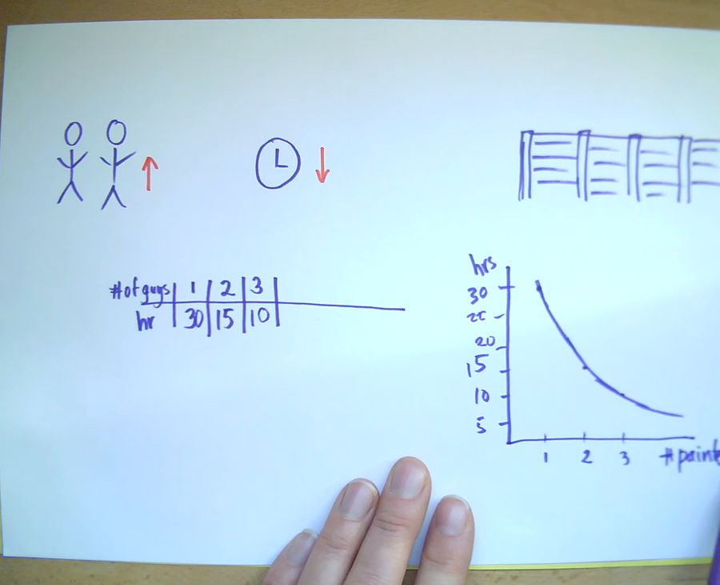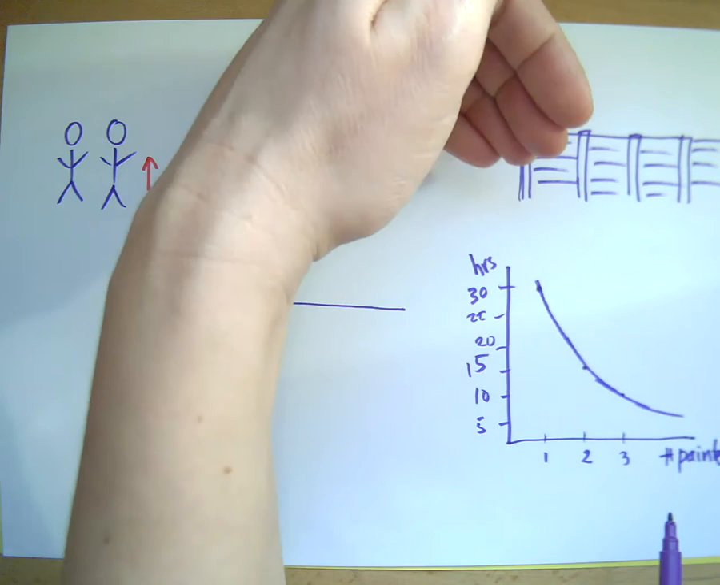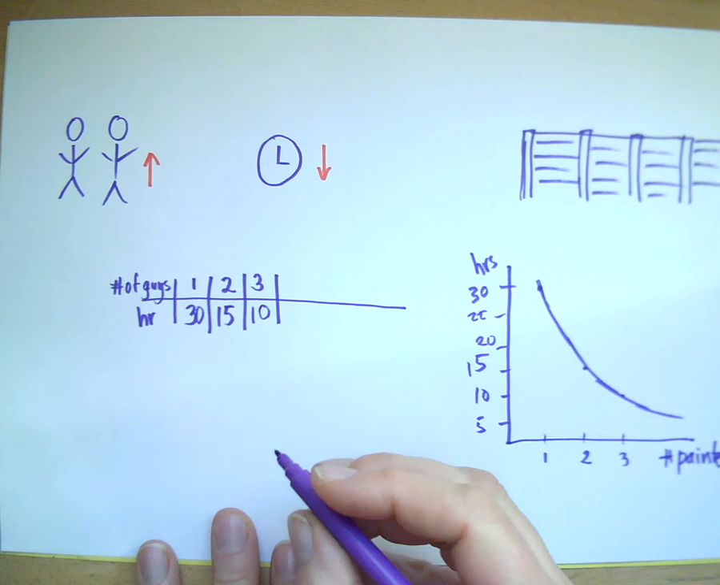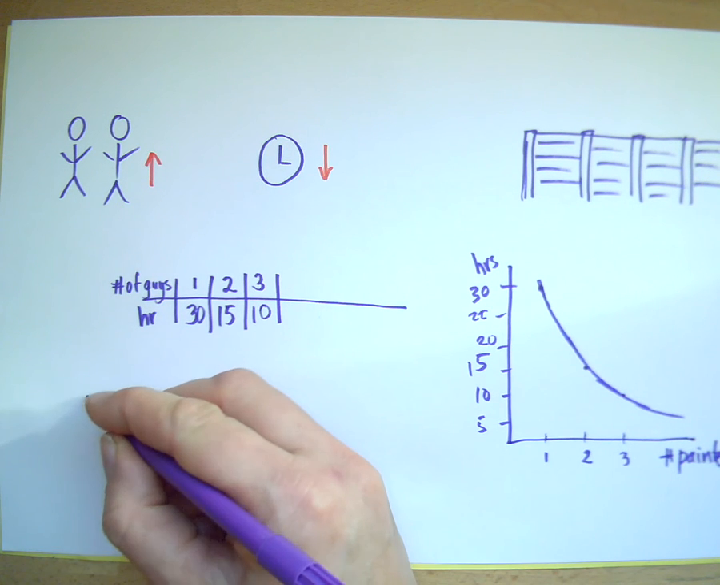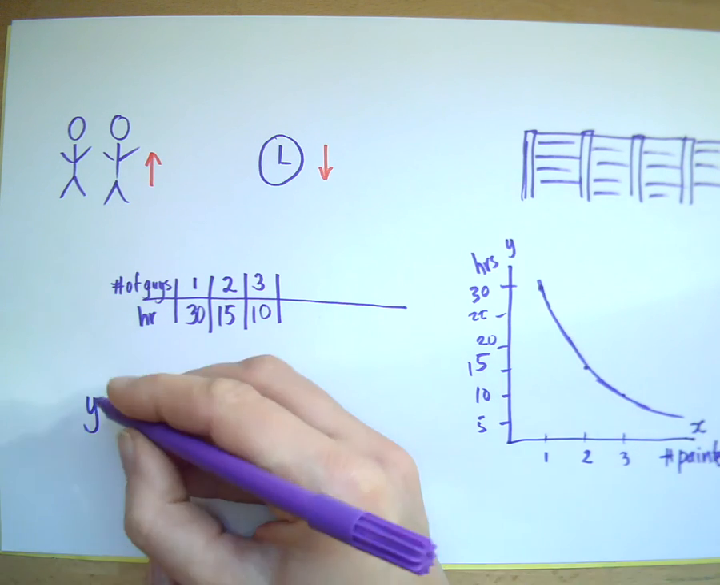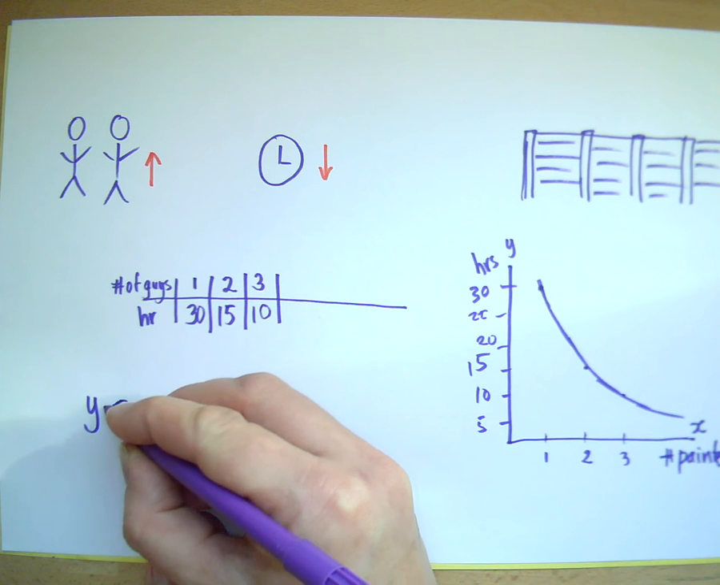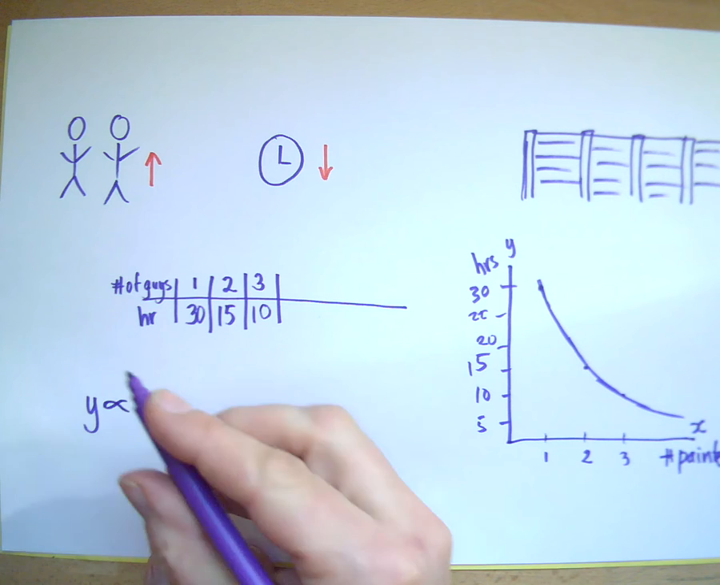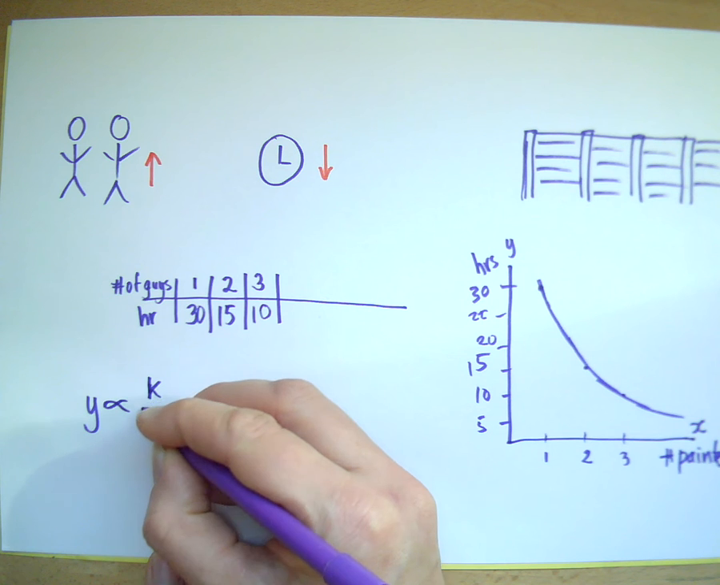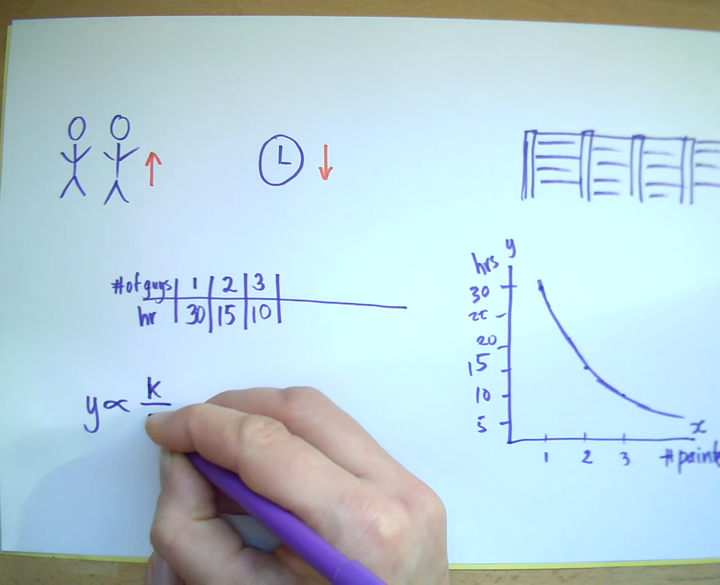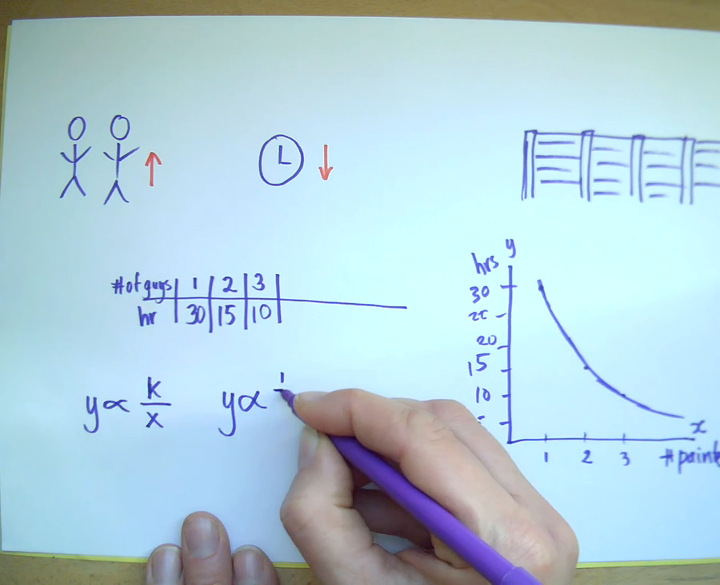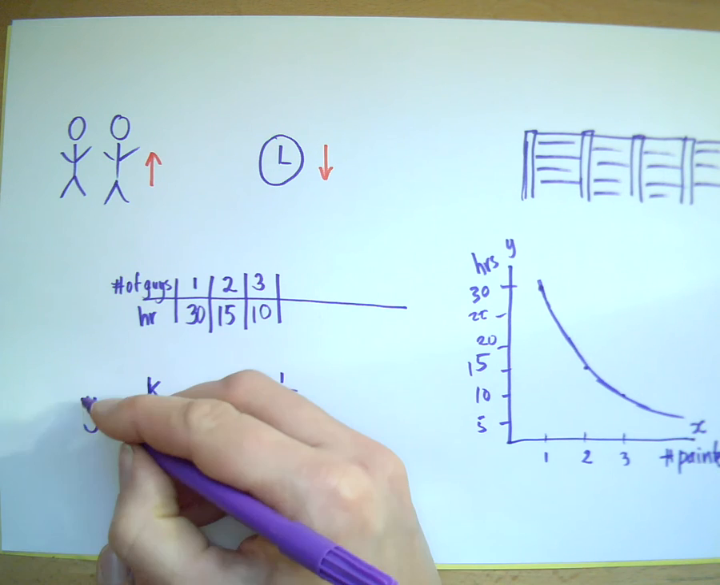As the number of painters increases, the number of hours decreases. Pretty cool. That is called inverse proportion. And y is the number of hours, x is the number of painters. Y in this case is inversely proportional to x, which is, I should say 1 here. Y is inversely proportional to x, and so forget this.